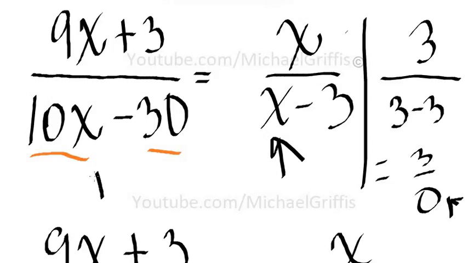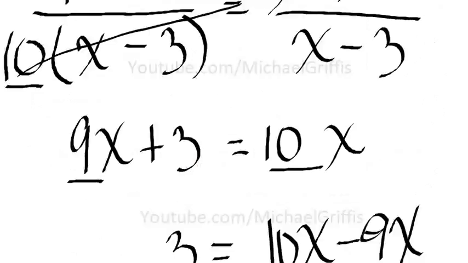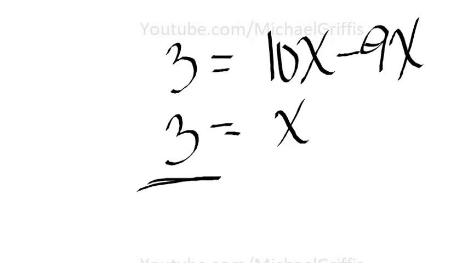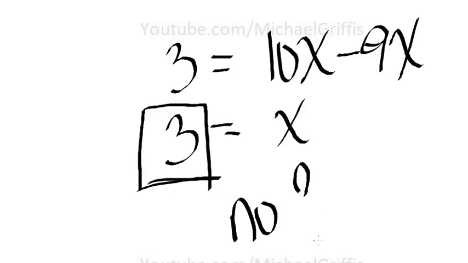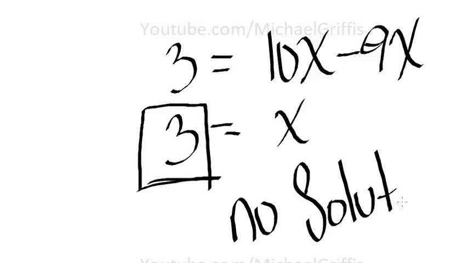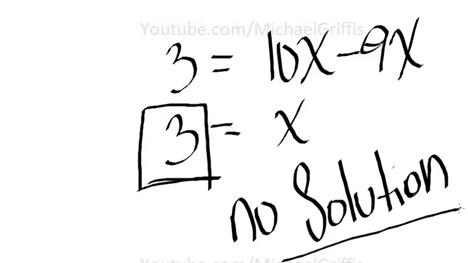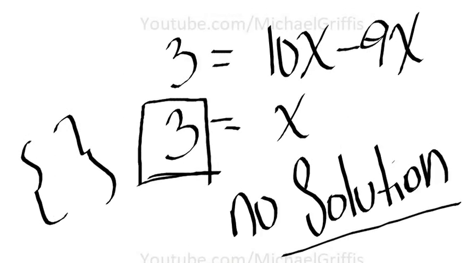Even over here on the left-hand side, we get the same thing. 10 times 3 is 30, and 30 minus 30 is 0. So 3 is not a solution, even though we got down to the final answer and we said, yay, 3. No, sorry. But I got to tell you, no solution. Or you could write empty curly brackets. The empty set doesn't contain any solutions.